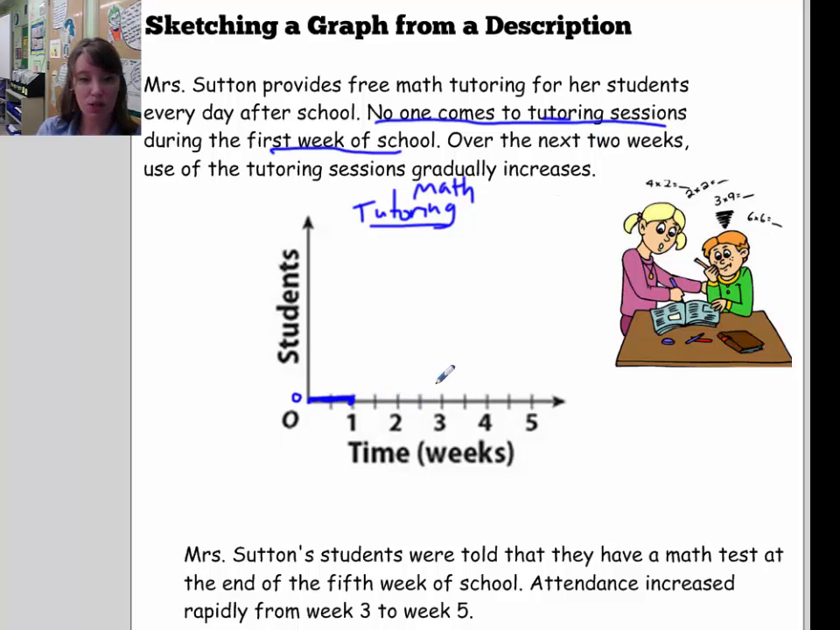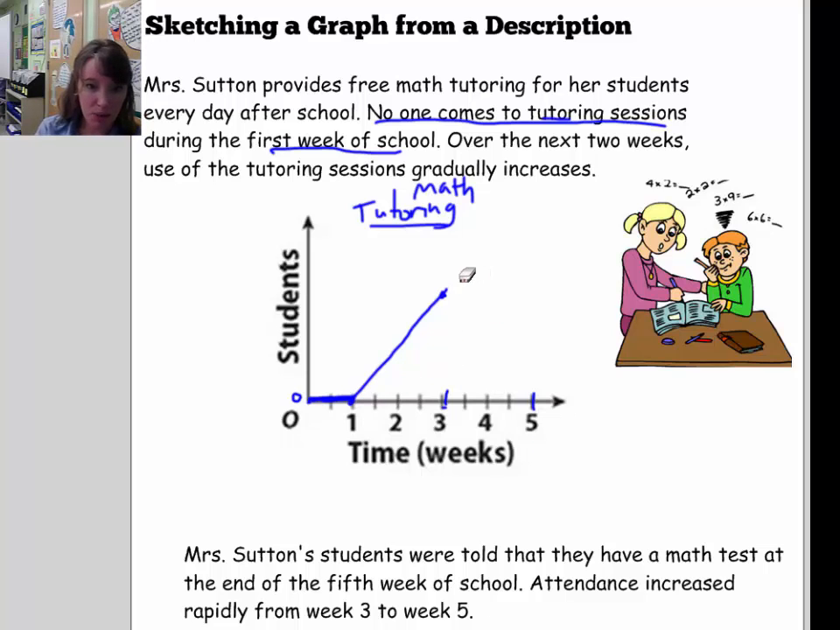Over the next 2 weeks, so from week 1 to week 3, the tutoring session gradually increases. So again, we have no information about how many students come to the tutoring session. So what we can do is just say that it gradually increases like this. Okay. So between week 1 and week 3, we see this steady increase of students. Now let's say that Mrs. Sutton's students were told that they would have a math test at the end of the 5th week of school. Attendance increases rapidly from week 3 to week 5. So from week 3 to week 5, we have to create a line segment that increases sharper than what you see from week 1 to week 3.